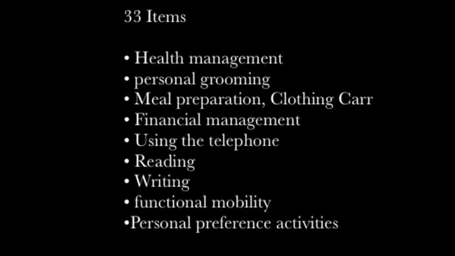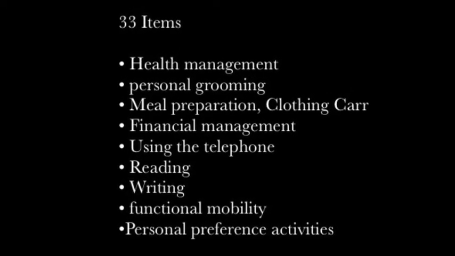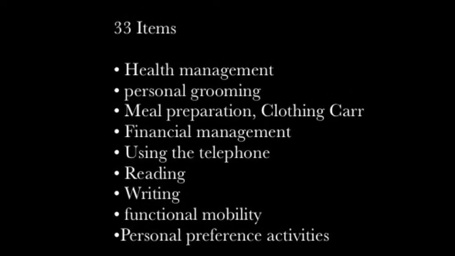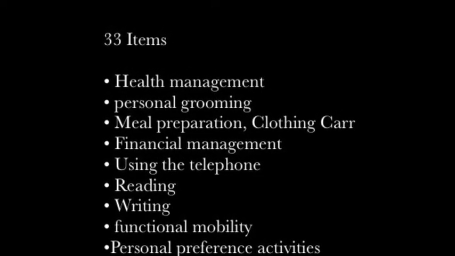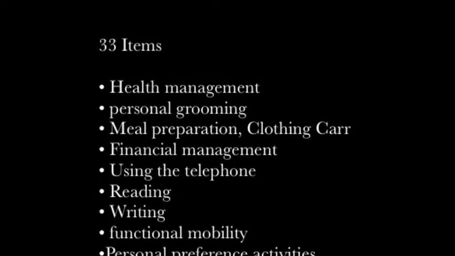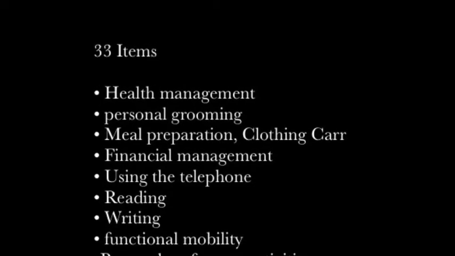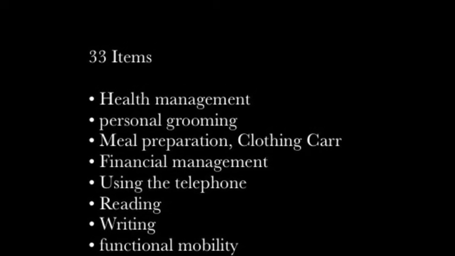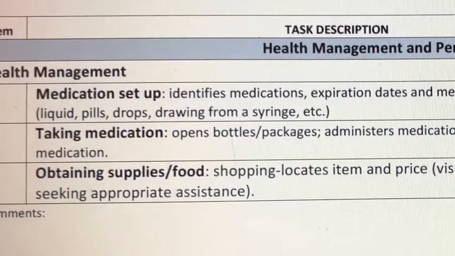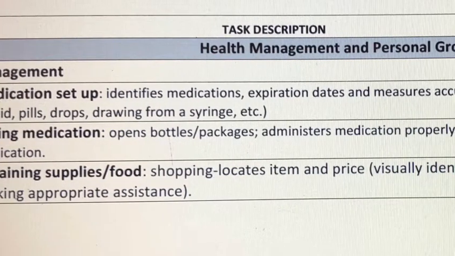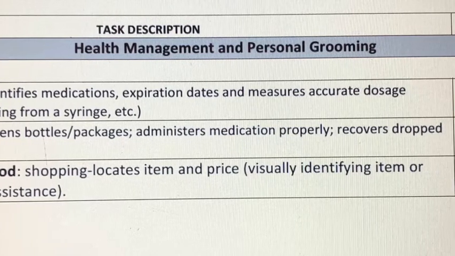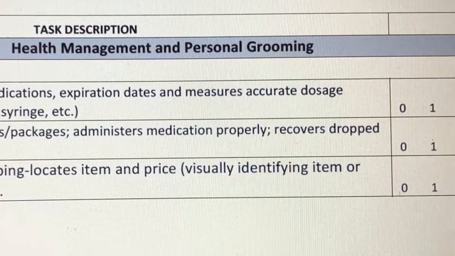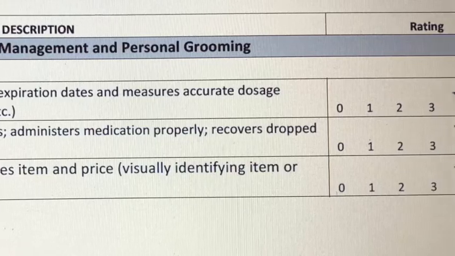The 33 items on the revised self-report assessment of functional visual performance are divided into categories: health management, personal grooming, meal preparation and clothing care, financial management, using the telephone, reading, writing, functional mobility, and personal preference activities. Each item is self-rated by the client on a scale from 0 to 4 or rated non-applicable, with 0 indicating the client is unable to perform the activity independently and 4 indicating the client is able to perform the activity independently.